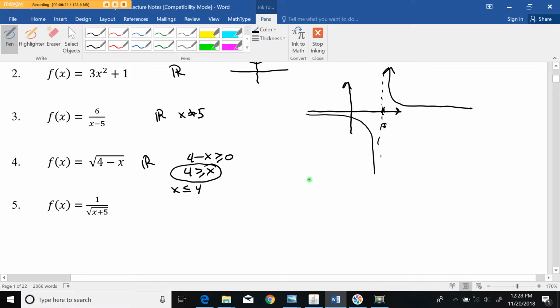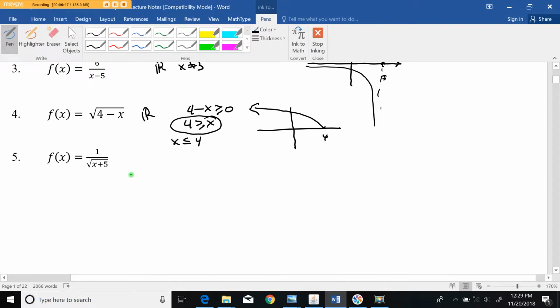As far as a sketch of that thing, I believe that thing looks like this. Come out here to 4, I'm pretty sure it looks something like this. You can graph this on your graphing calculator and you'll get a better picture for it. All right, let's talk about that one.